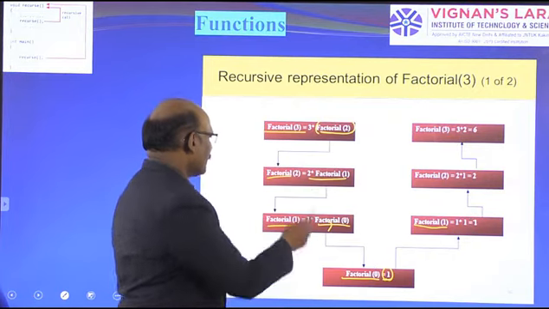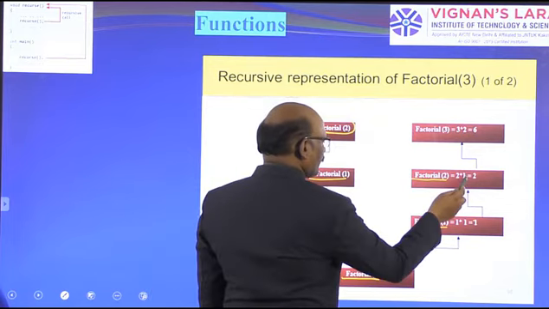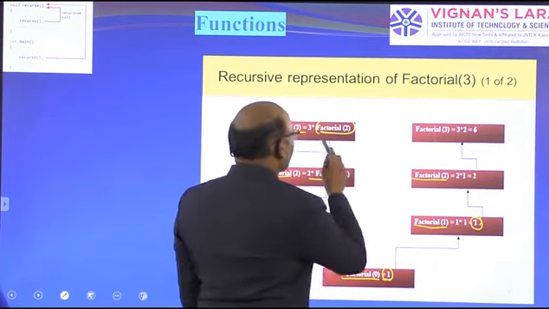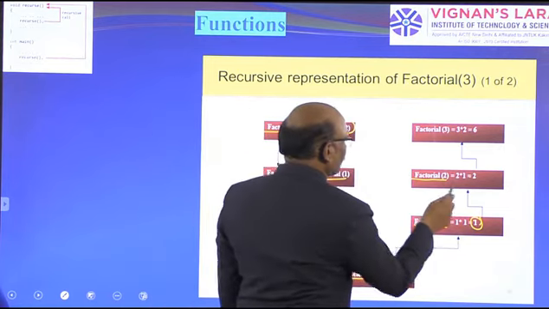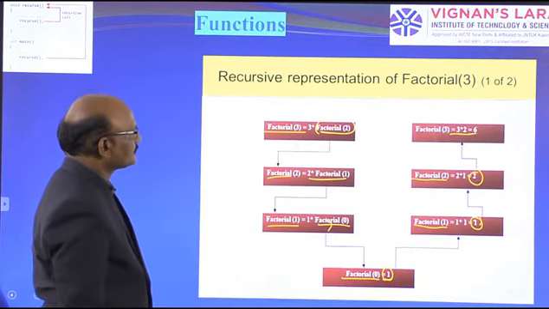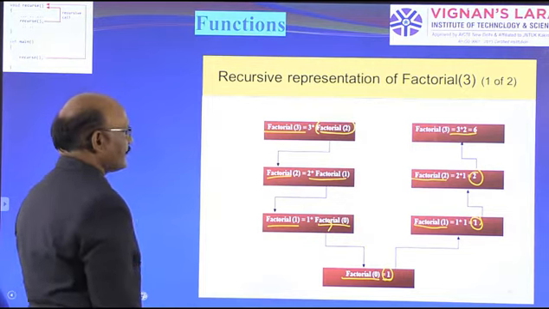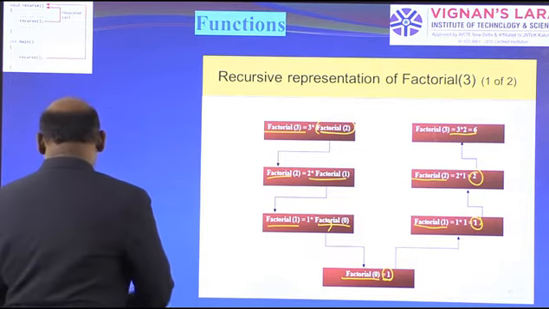Now factorial of 2 will be calculated as 2 into factorial of 1. Factorial of 1 is 1, so it is 2. Now factorial of 3 will be calculated as 3 into factorial of 2. Factorial of 2 is 2, and 3 into 2 is 6. So in this way, it is computed in recursion.